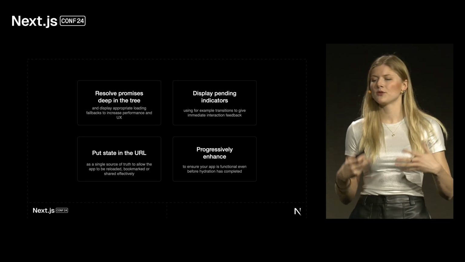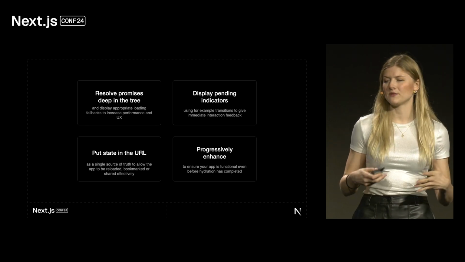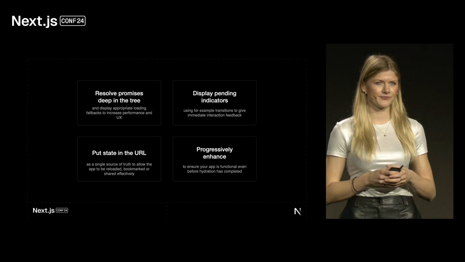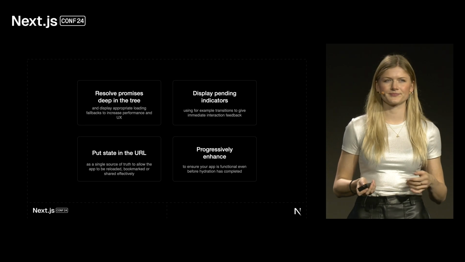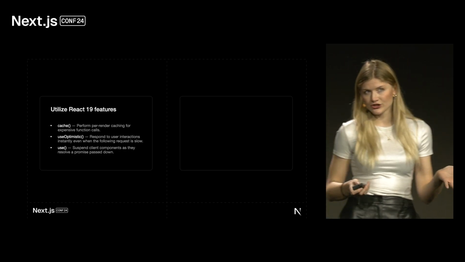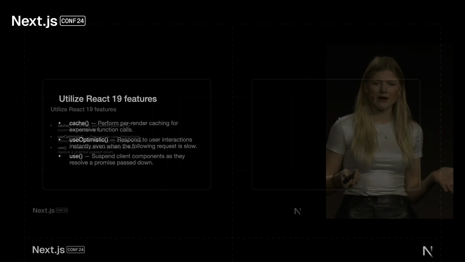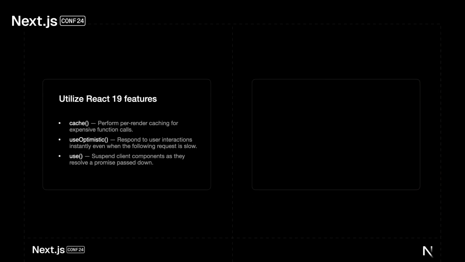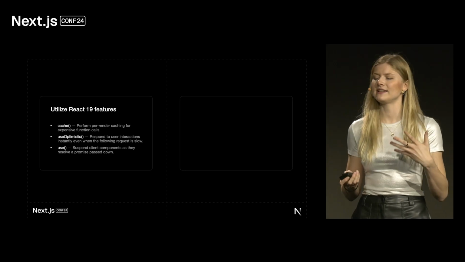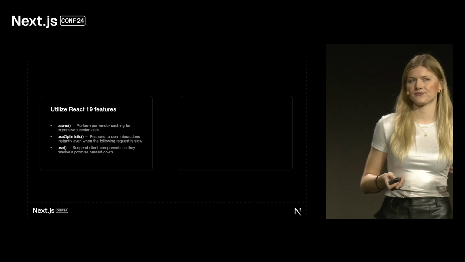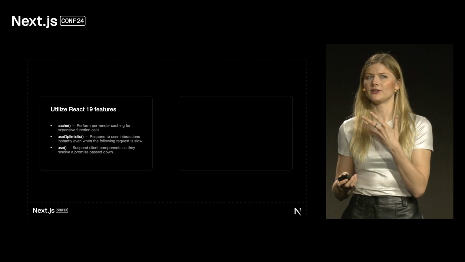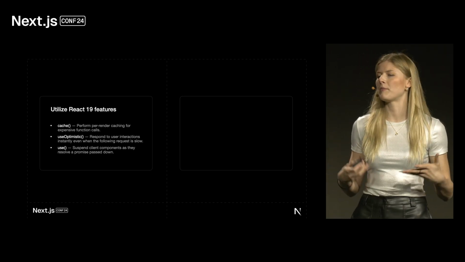And then you can add JavaScript to the components that need it to improve the user experience while maintaining a low total blocking time. And let's also summarize what you can do with the new tools provided by React and Next.js. So you can utilize React 19 features. The cache API can perform per-render caching for expensive function calls like database queries, which lets you continue this pattern of fetching data directly inside components. Then you can use useOptimistic to respond instantly to user interactions independently of the network, for example, when the following request is slow. And then finally, you can use the use API to suspend client components as they resolve a promise they are passed down.